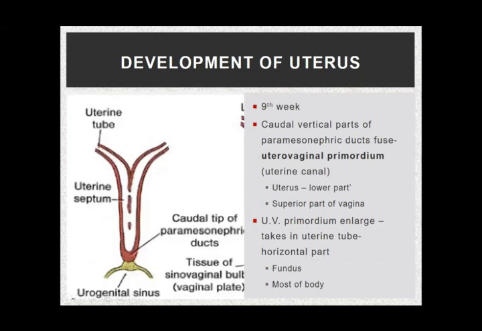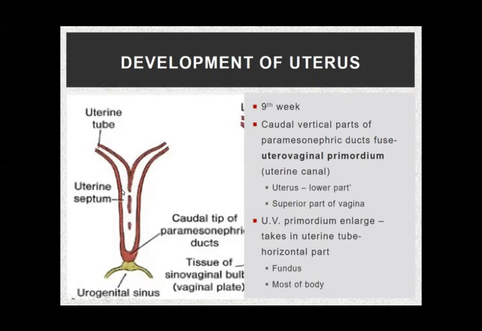Okay, now let's do the development of the uterus. The uterus develops at the 9th week. It develops from fusion of the two paramesonephric ducts. The right and left paramesonephric ducts at their caudal ends fuse together. As they fuse together, they form a structure which is called the uterovaginal primordium. Okay?